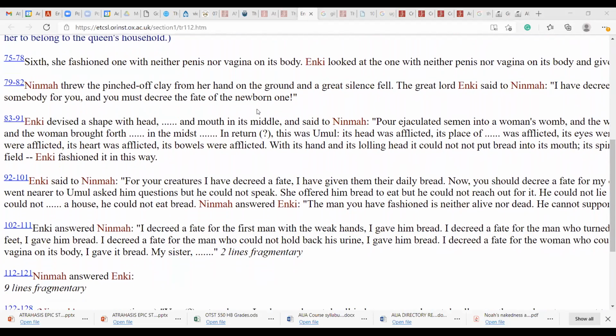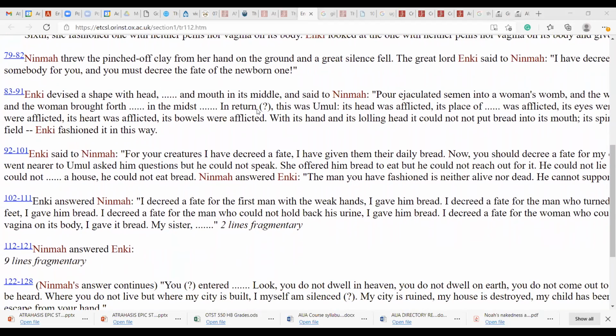So having outdone Ninmah, Enki had to challenge her and produce unfortunate beings to test her abilities. The first creature was a woman with difficulties in giving birth.